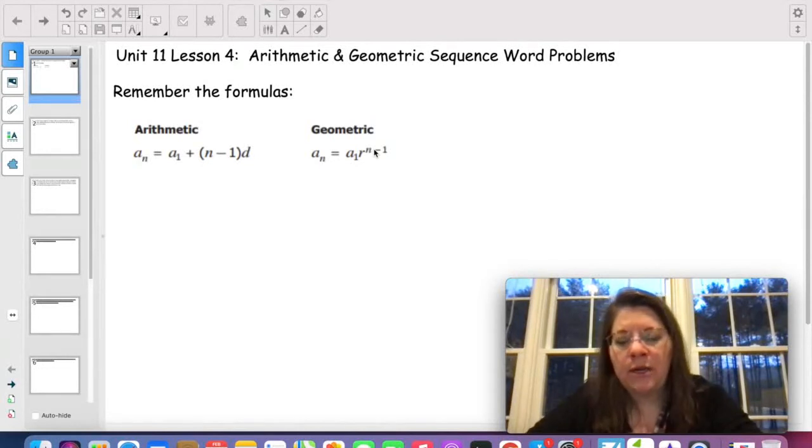So again, the best way to do this is to just get into some problems, so that's what we're going to do. As you read through the problem, what you're going to try to do is develop a sequence from that and then answer the question that they're asking.